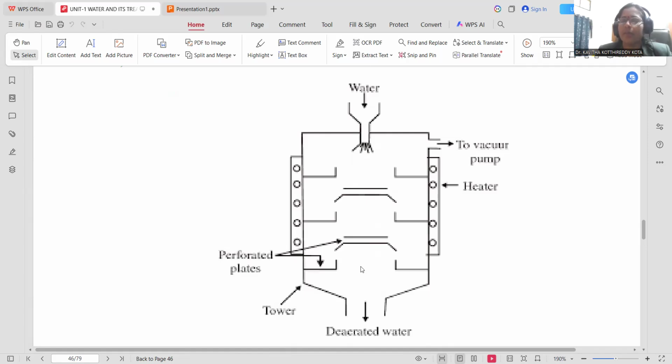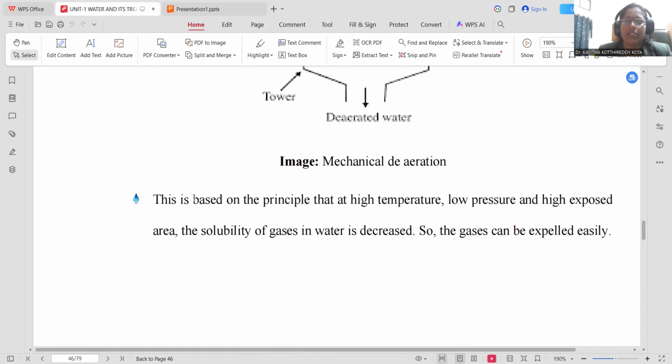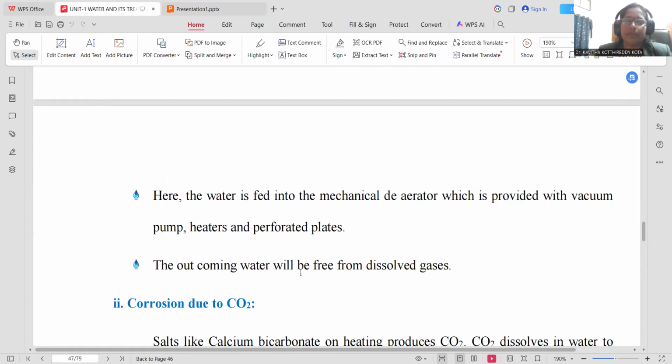Not only oxygen, but other dissolved gases may also be removed by means of this process. It is based on the principle of high temperature, low pressure, and high exposed area: the solubility of the gases in water decreases, and the gases are expelled very easily from the system. Here, water is fed into the mechanical deaerator, which is provided with a vacuum pump, a heating device, and perforated plates within the chamber. The outcoming water will be free from dissolved gases, not only oxygen. Many kinds of dissolved gases are removed by the suction process, and you can achieve deaerated water.